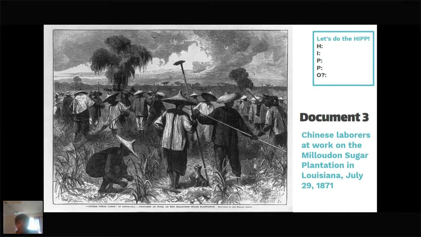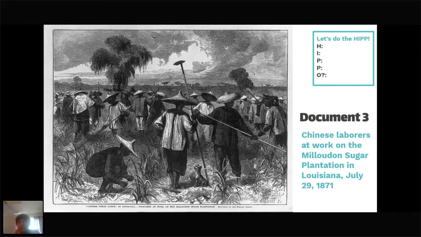So once again, Olivia did bring up a good point: focus on the prompt. Think about imperialism. What did it do? Yes, because if you just look at Chinese laborers in Louisiana, you'd think they're just plowing the fields. So you want to pay attention to the document.